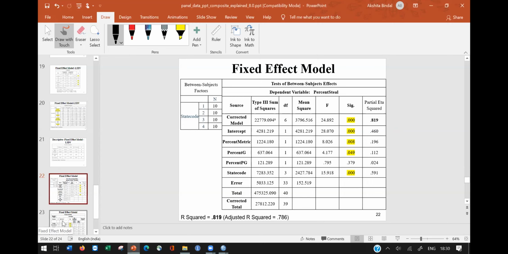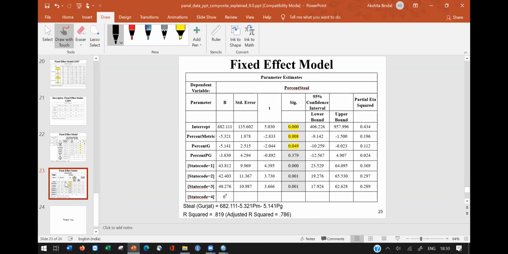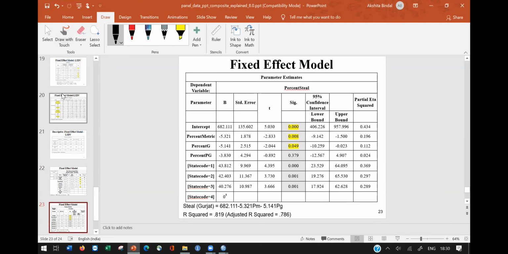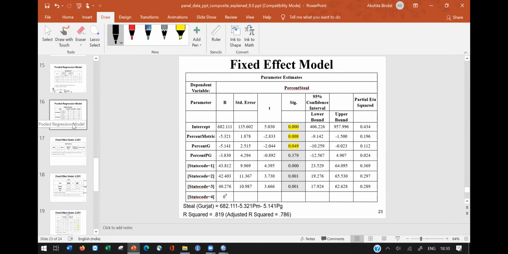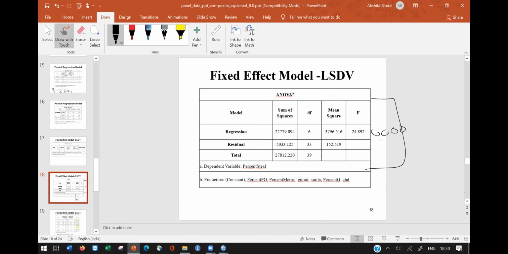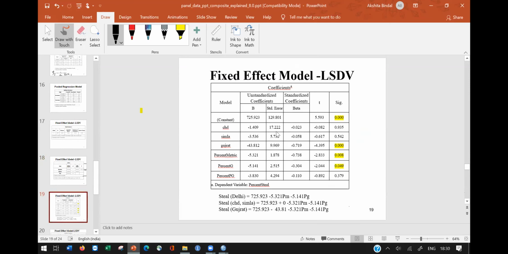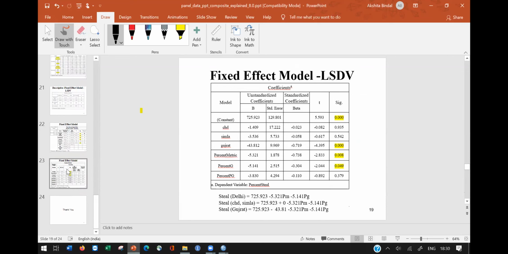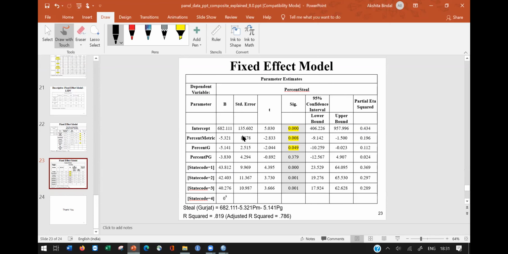Coming on to my next slide. Here I have my model and my terms. The intercept term here comes out to be 682.111, and these are the three terms that come out significant. However, my intercept term in my earlier LSDV model was the constant term 725.923. Now it is coming out to be 682.111.